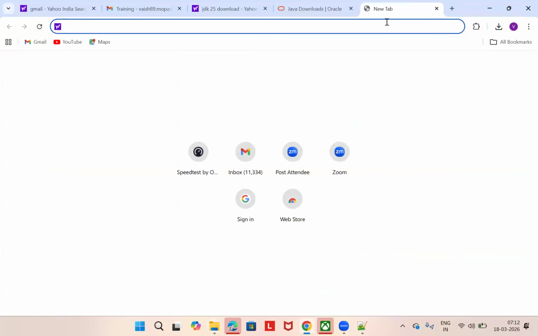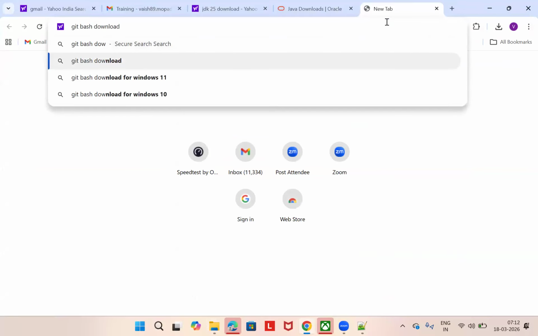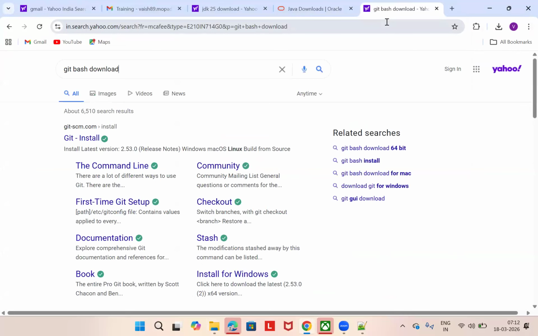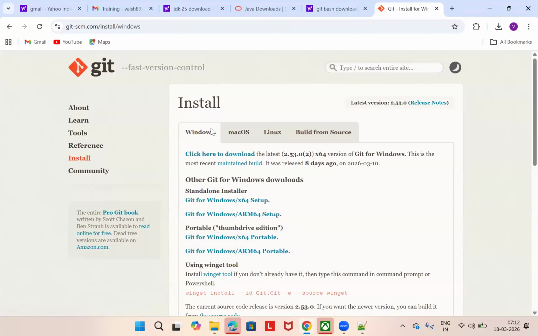Let's install Git Bash. Download it. Again, this Git Bash download is only for Windows. For Mac and Linux, git is installed by default. So download Git for Windows 64-bit.